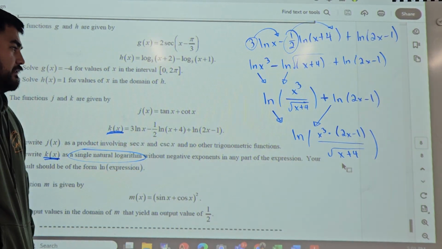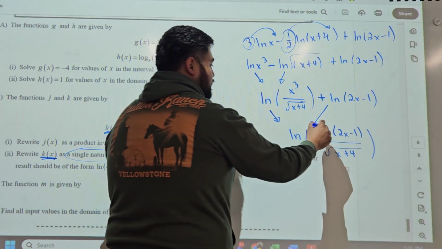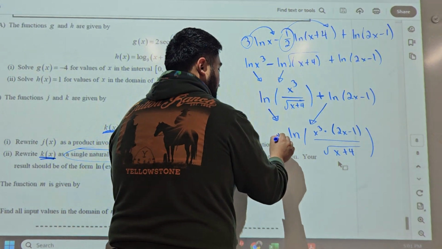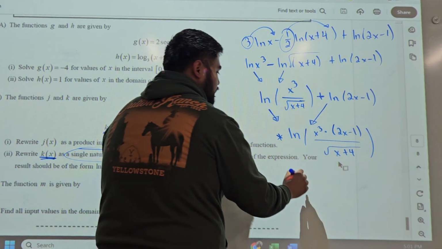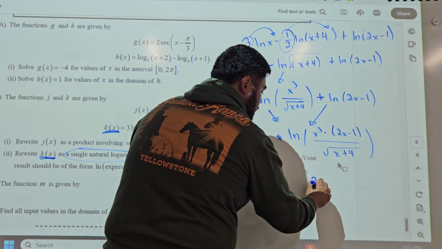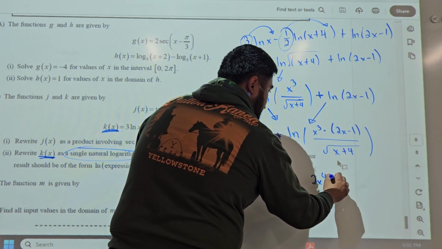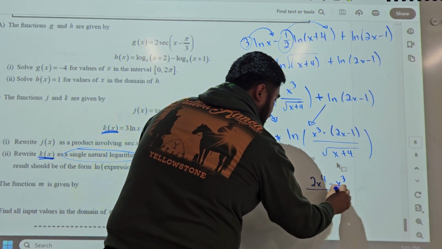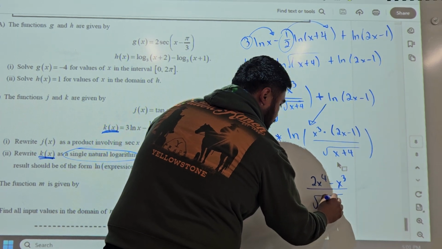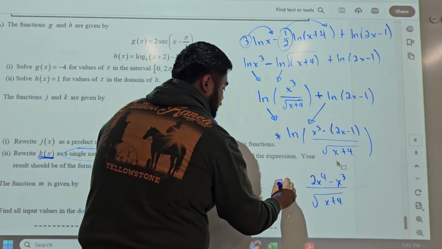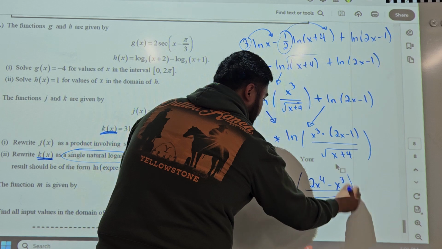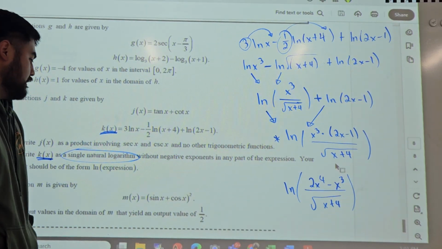Something like that. And if you want, again, you can distribute, but I think this should be fine, right? But if you want to distribute, we get what? 2x to the power 4 minus x cubed over the square root of x plus 4, and then the natural log, taking care of everything. And we'll leave it there.